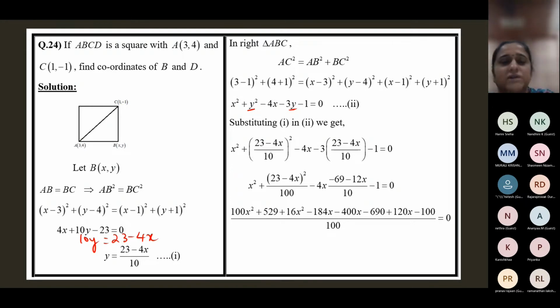You can also write x in terms of y. You know that. You can write x in terms of y or y in terms of x. I have written y in terms of x, and in the second equation, wherever there is y, we're going to replace that with 23 minus 4x by 10. And then I've worked here. You can see this.